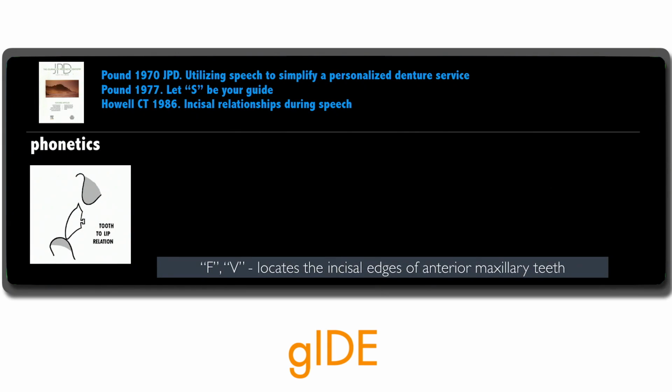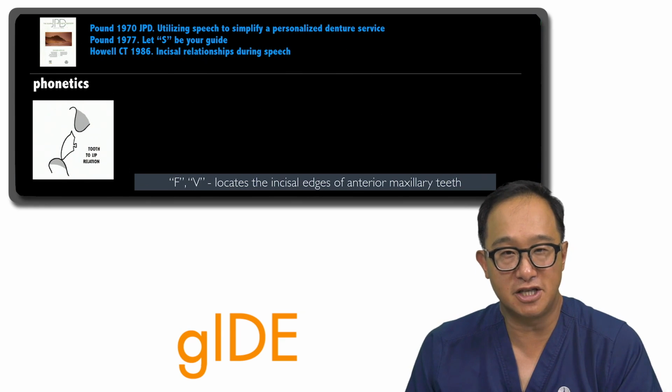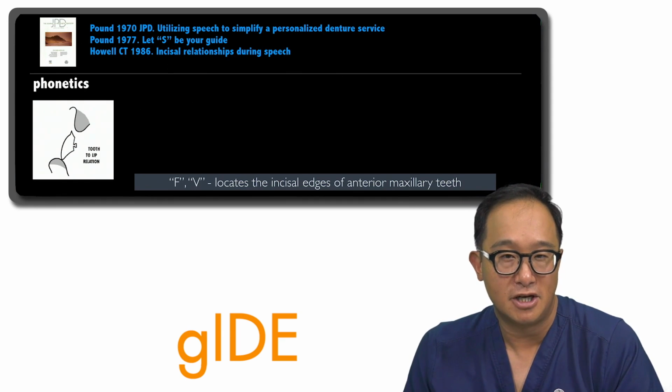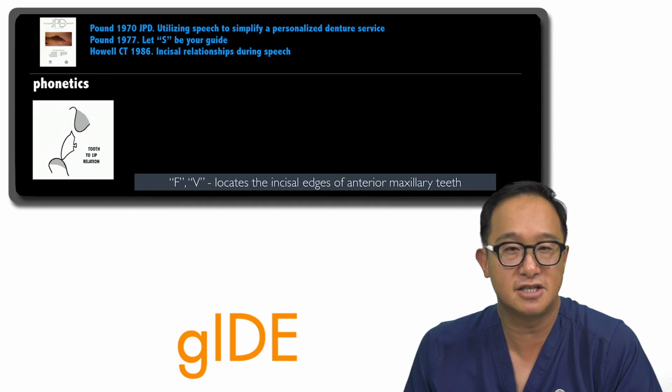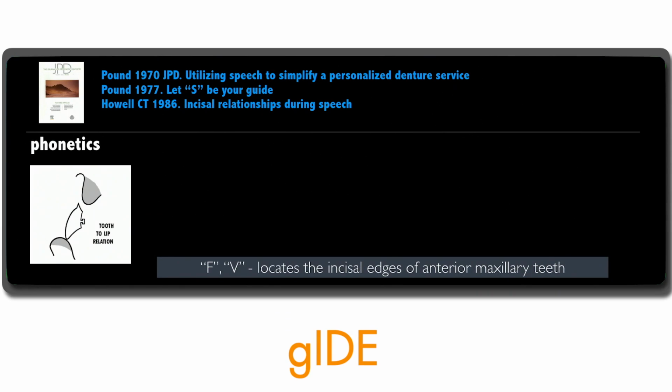So let's look at the phonetic sounds. And really one of the classic articles is the one by Pound in 1977. Let S be your guide. And S being your guide is really the closest speaking distance. The first sound we're going to look at is the F sound. So when patients say F or V, then the maxillary incisal edges will touch the wet-dry line of the lower lip. As you can see here on the image on the left, that maxillary incisal edge, as they say F, will touch the wet-dry line of the lower lip.